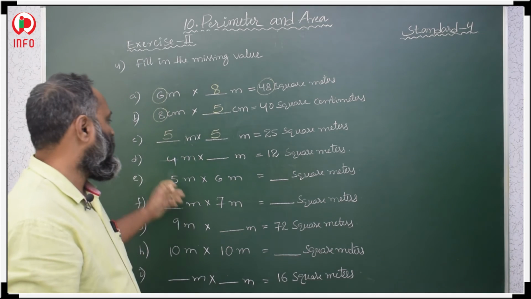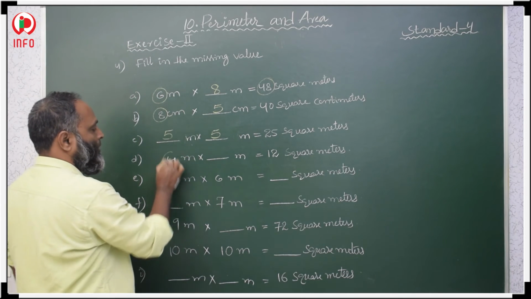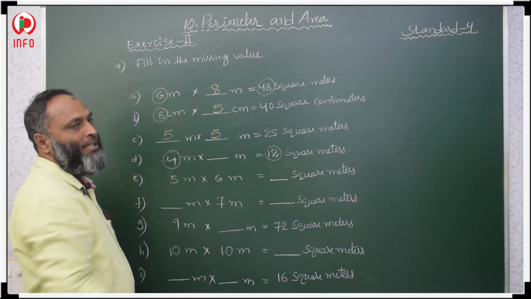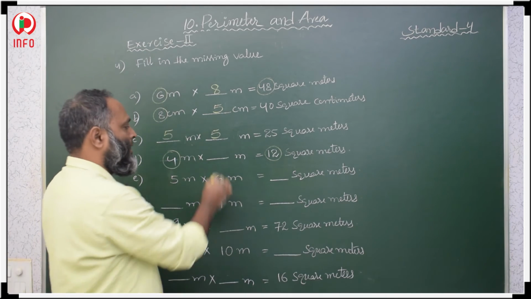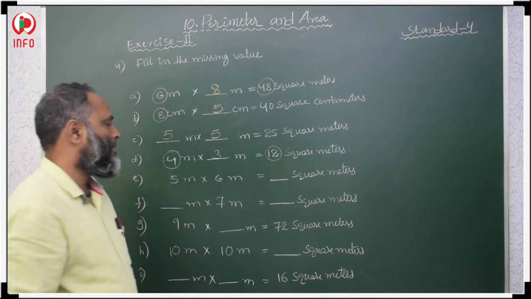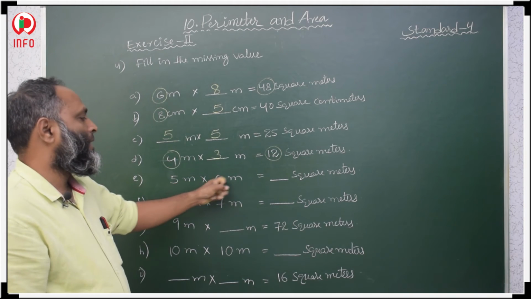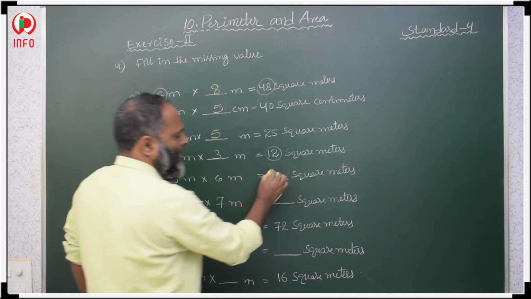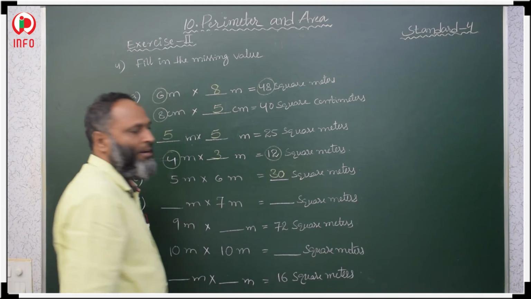Okay. Now here 4 meters is given and the area is given. In the 4 table, when you get this 12, 4 3s are 12, so the breadth is 3 meters. Here length and breadth is given, we should find the area. So just multiply, 5 6s are 30 square meters.